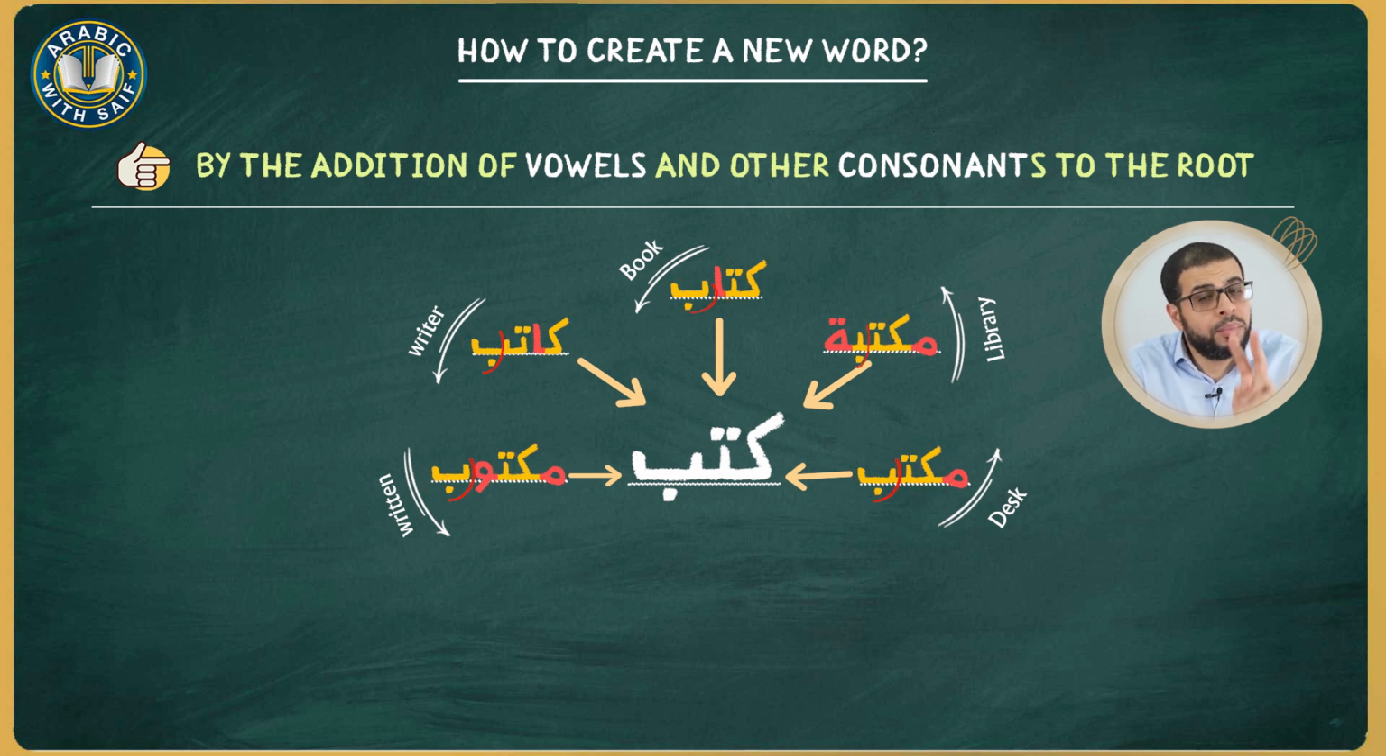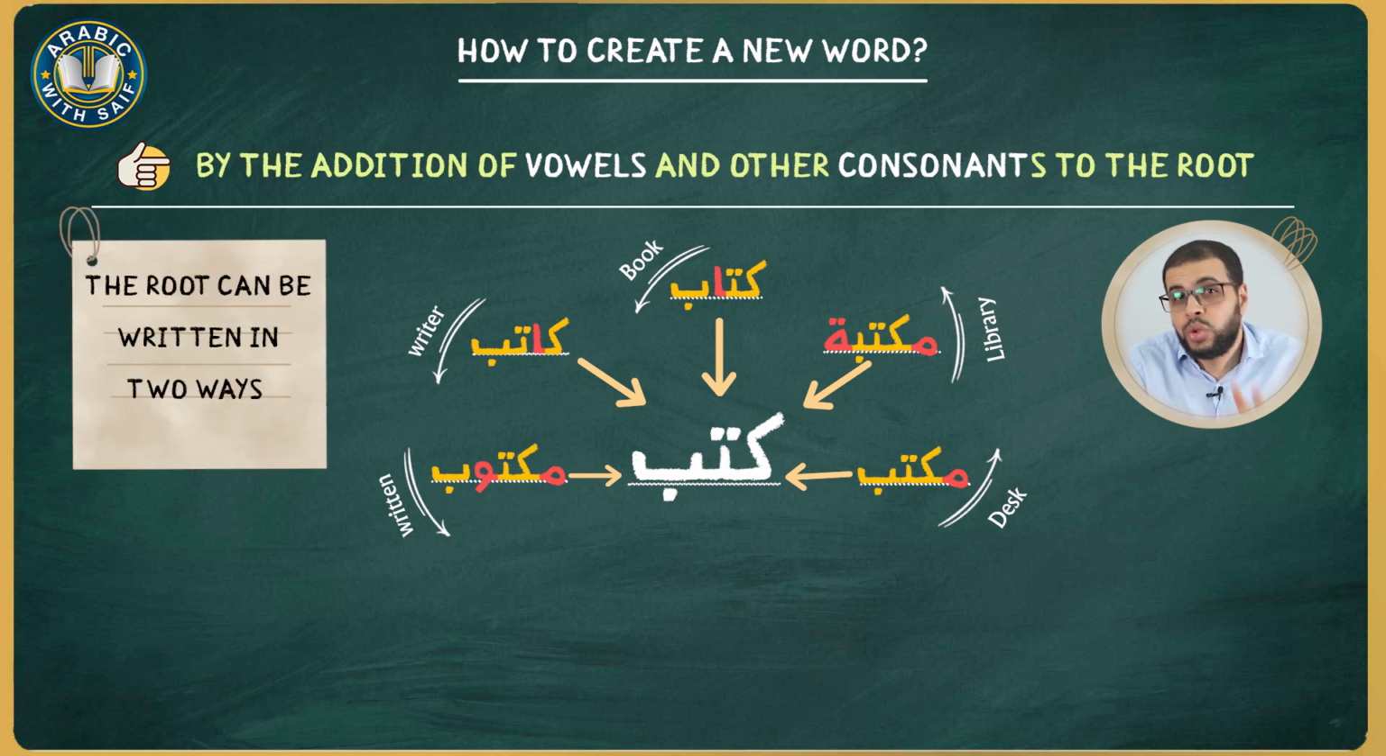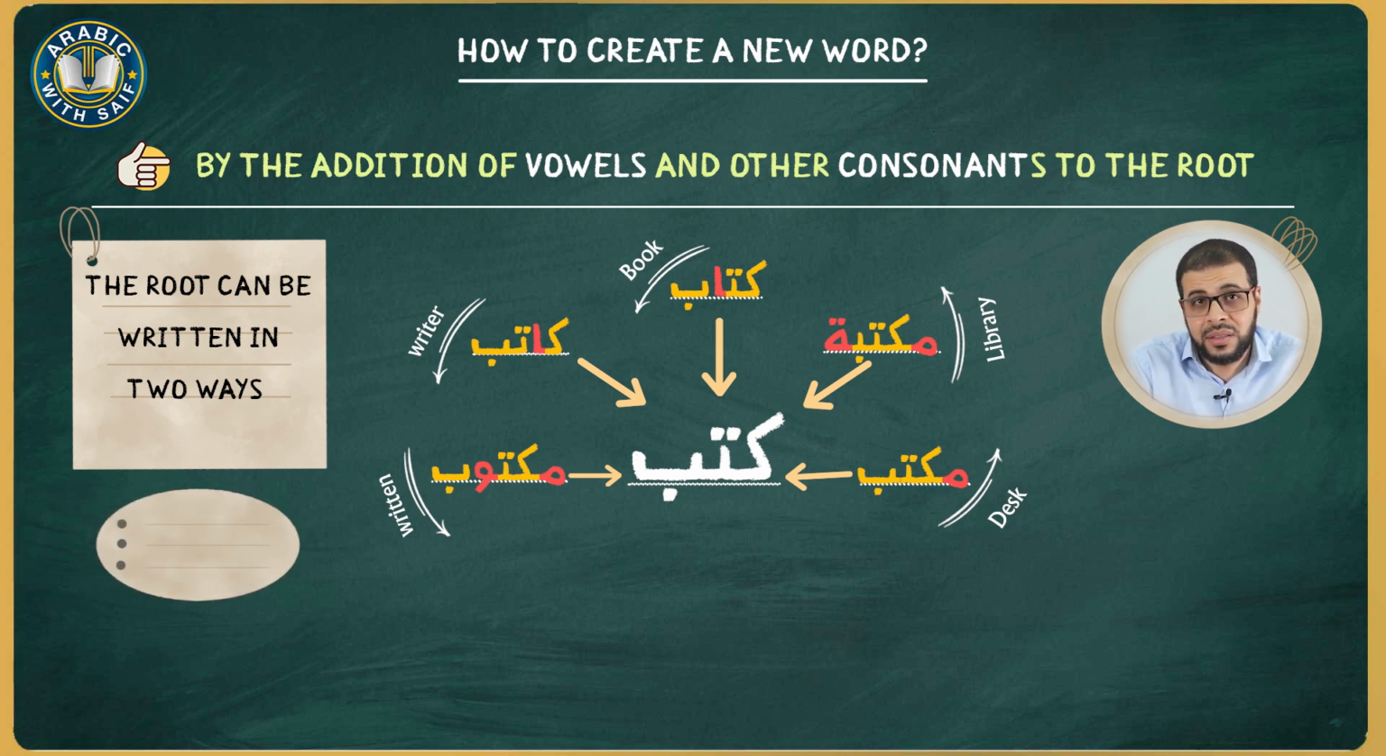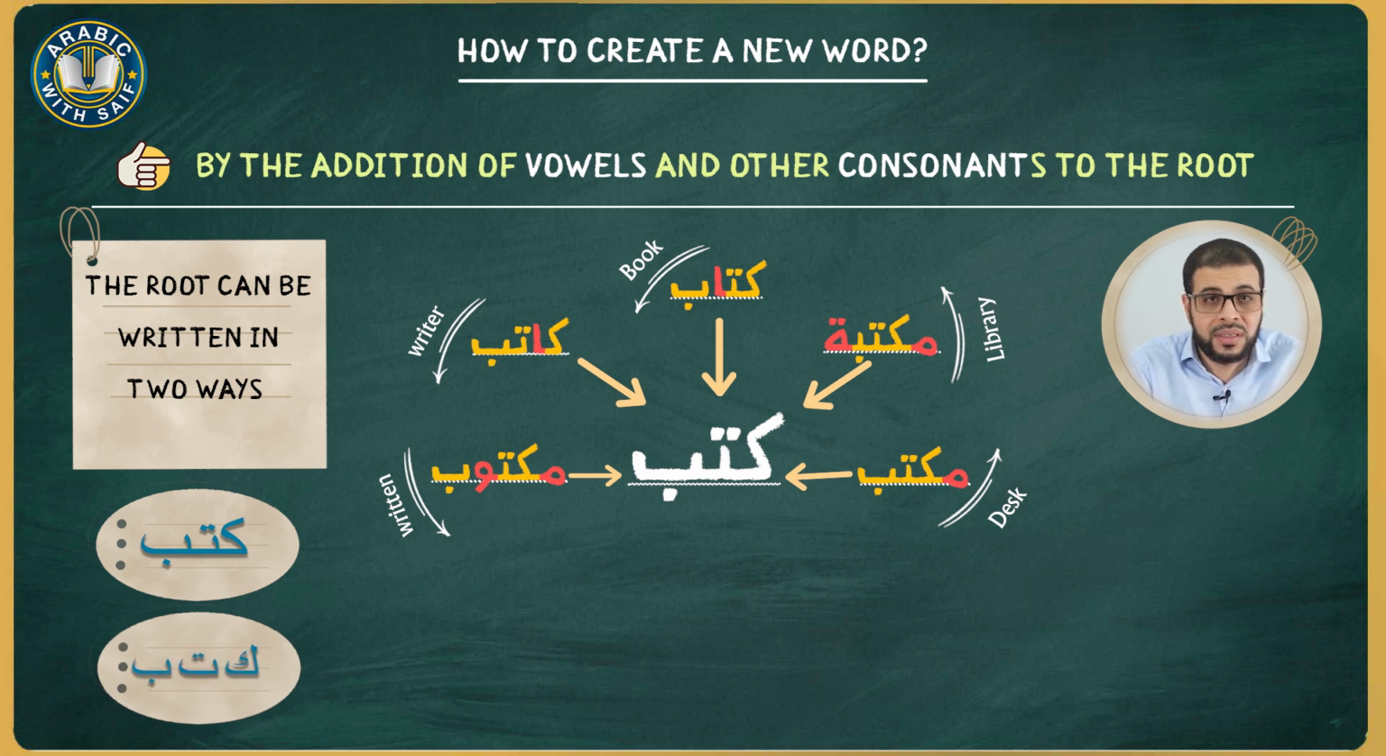But there are two important notes. Number one, the root can be written in two ways: cursive style, in which letters are connected, or block script, in which letters are separated. Both are correct, but no diacritics. In Arabic, tashkil, diacritics, are not allowed. Just read it as if each letter is combined with the fatha vowel: ka, ta, ba. It is only for pronunciation; don't write any diacritic.